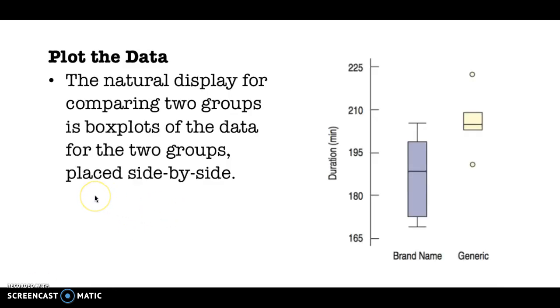Okay, so the first thing you want to do is plot your data, and you all remember back when we did box and whisker plots to compare quantitative data. We want to do the same here. So the natural display for comparing two groups is box plots of the data for the two groups placed side by side. You might remember doing this to compare two different groups. Remember the mean, you can see the medians and the interquartile ranges, and also remember the fences go out to the minimum and maximum points if they lie within the whiskers.